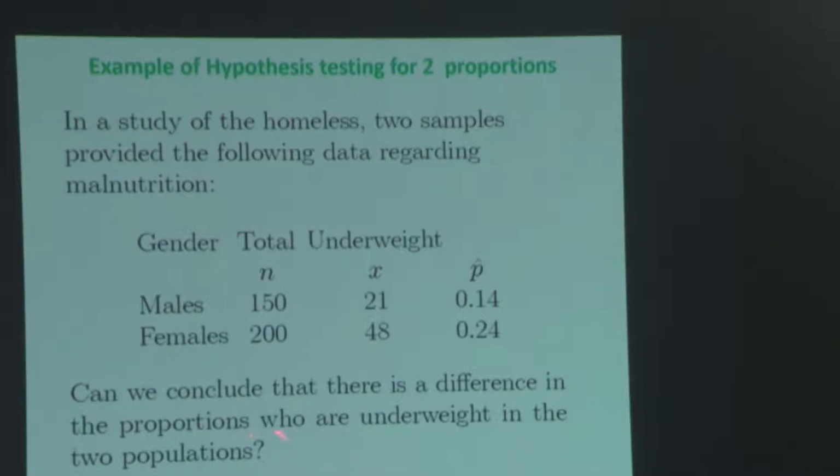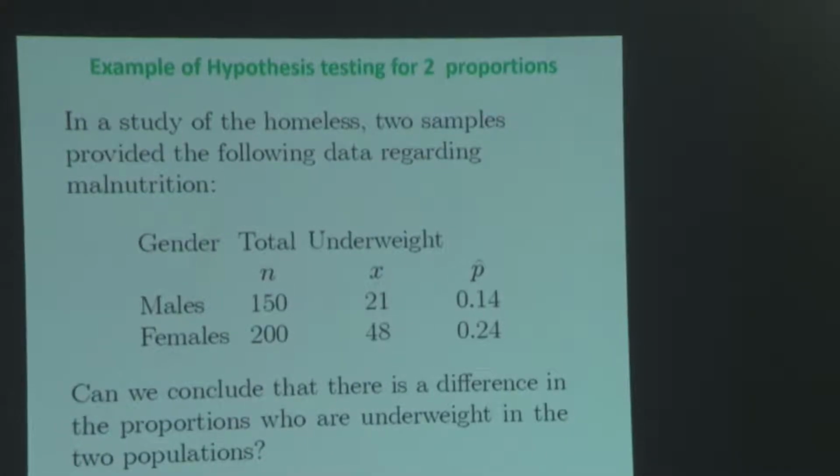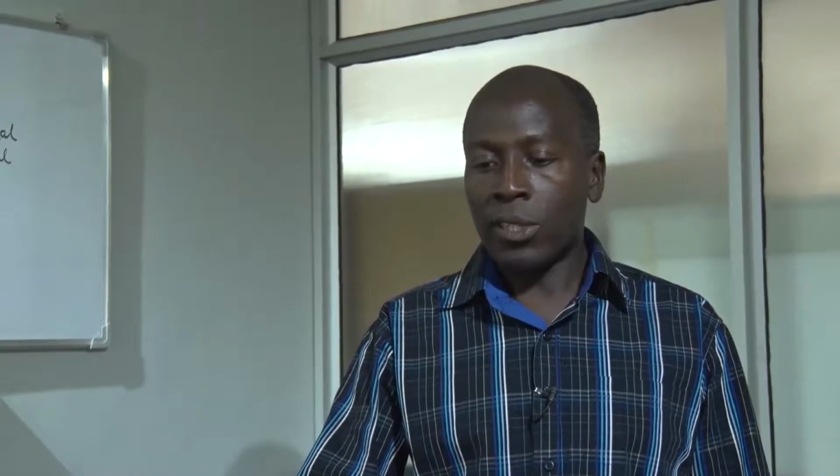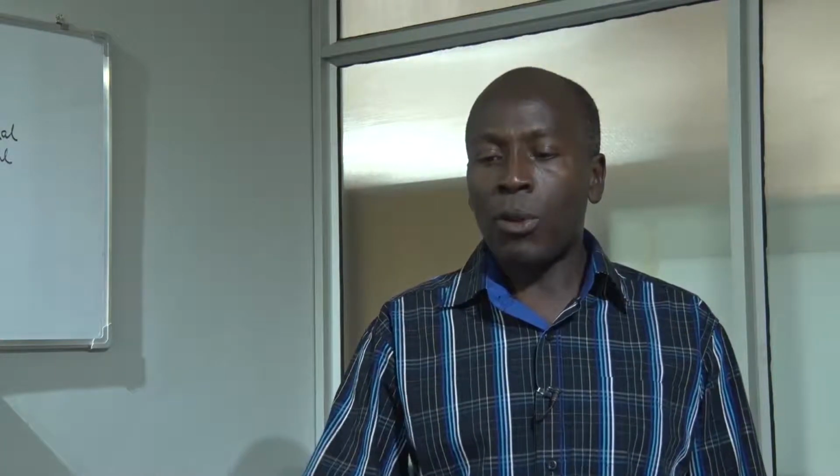So the question: can we conclude from this data that there is a difference in proportions of underweight between the two populations? Or we can ask this question differently: can we conclude that among the homeless people in this study, underweight differs by gender? That is still the same question, as you can see on the slide.